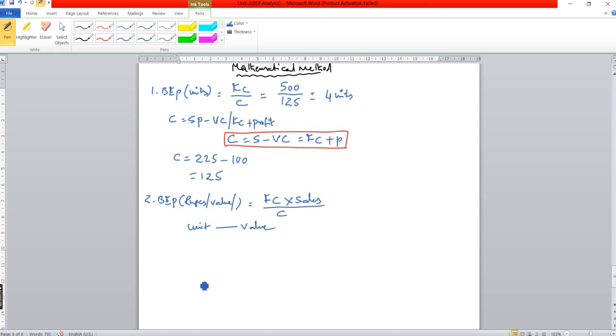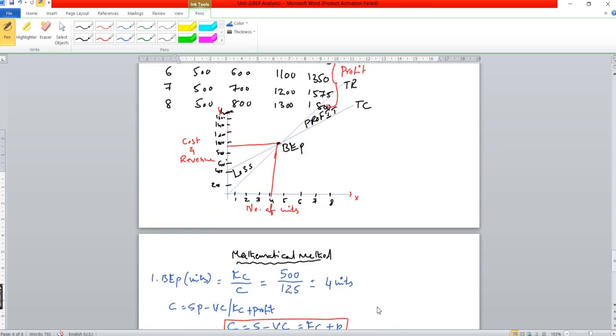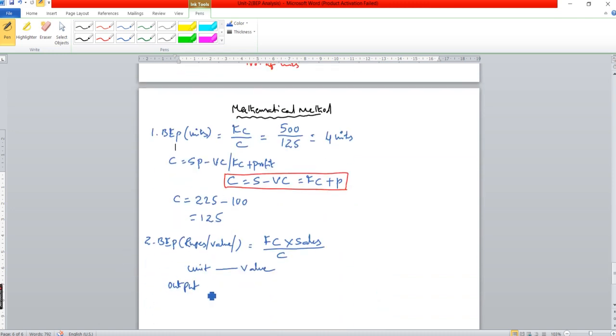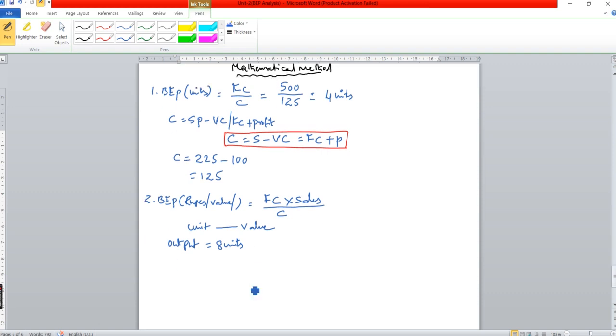For the above schedule, as per the above table, the total number of units produced, the output, is 8 units according to the above schedule. So first we use the total fixed cost 500 into sales. Sales is different from selling price per unit.